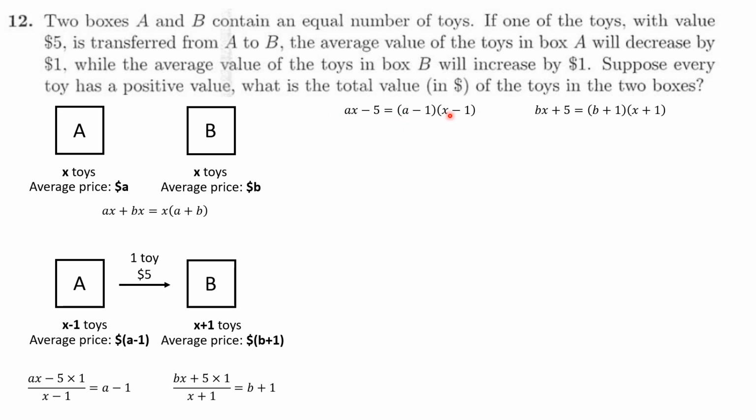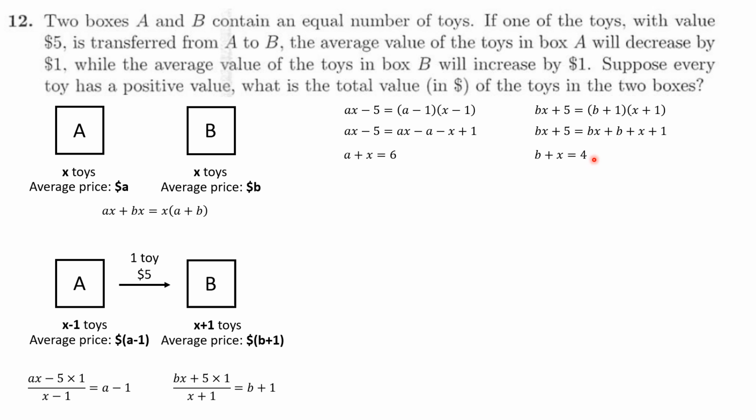Now I'm going to multiply through these brackets, and what do I end up with? AX minus 5 equals AX minus A minus X plus 1. I do the same thing for box B. Here I cancel out AX and AX and move A minus X to this side, minus 5 to that side, and I have A plus X equals 6. Doing a similar thing on this side, I end up with B plus X equals 4.